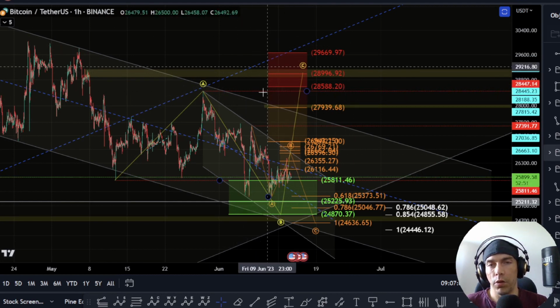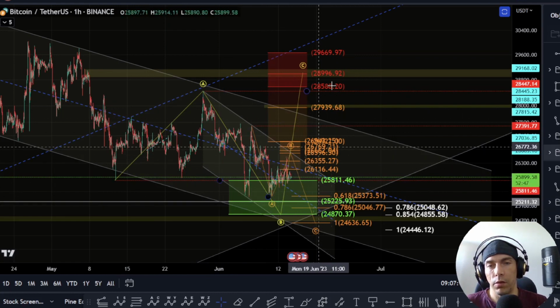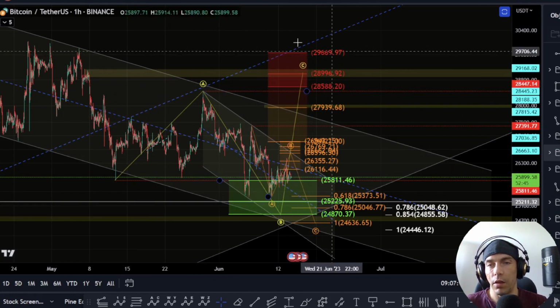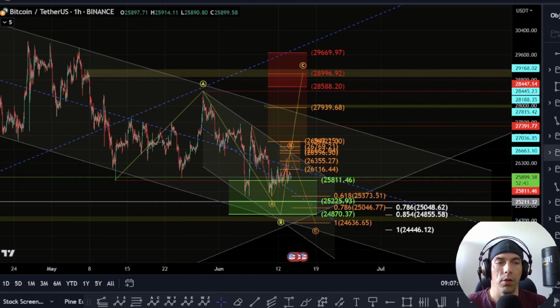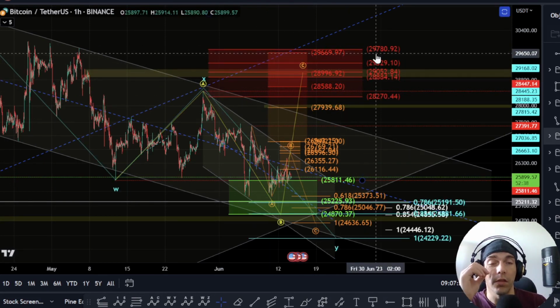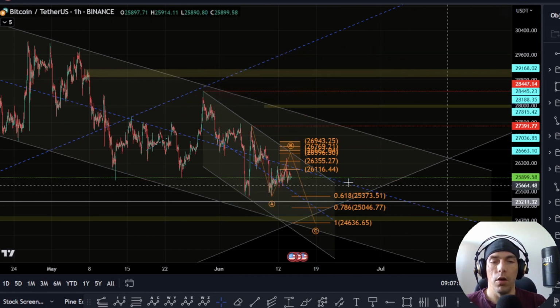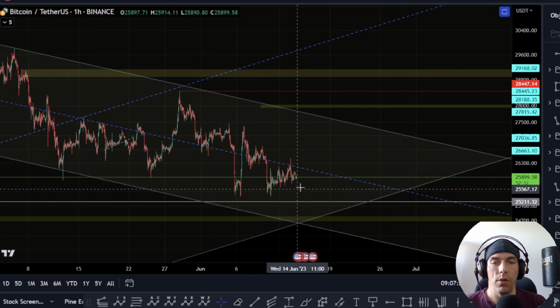So this is still possible as an expanding flat here. We need to just be aware that if we start to develop a 5-wave move to the upside, it is possible this could still be part of this bigger correction, looking for this X wave to come up into this zone of this 29,780 to this 28,270 zone. Okay, so let's get into the smaller time frame stuff here.